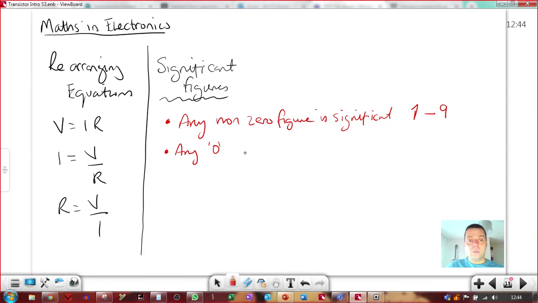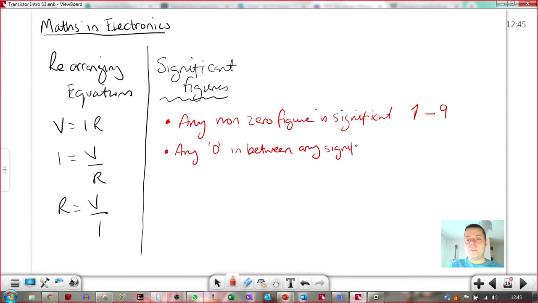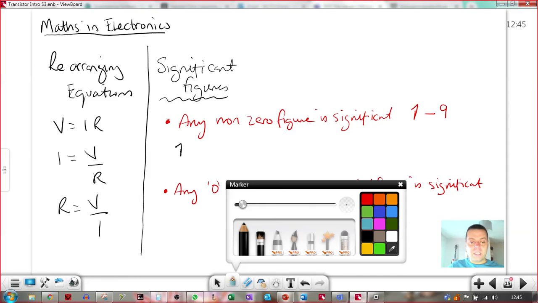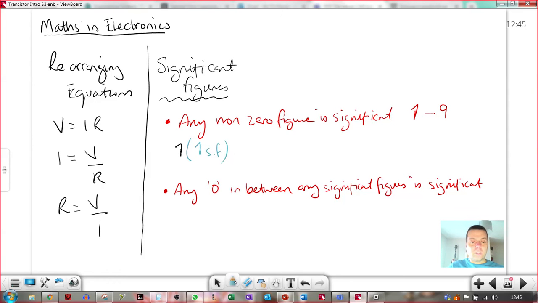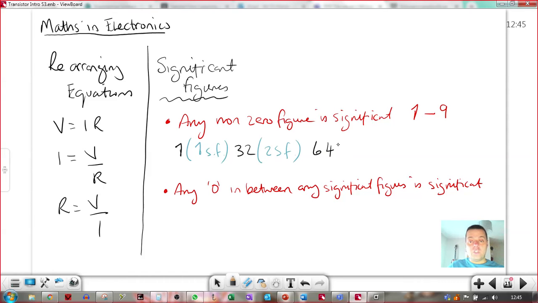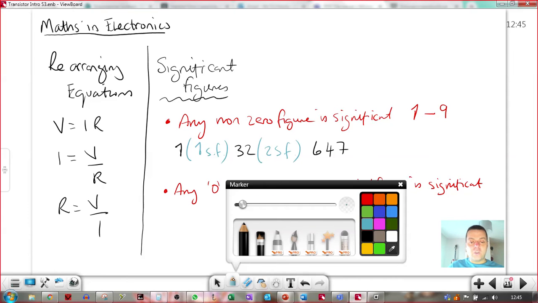Any 0 in between any significant figures is significant. Let me just give some examples of this before I go any further. So if you've got the value 1, then we would say that that had one significant figure. If you had the value 32, then we would say that that had 2 significant figures. If you had the value 647, you're getting the picture hopefully, that's got 3 significant figures.